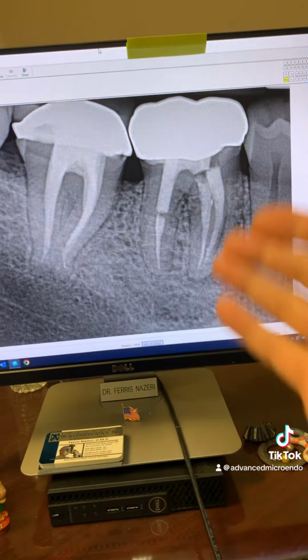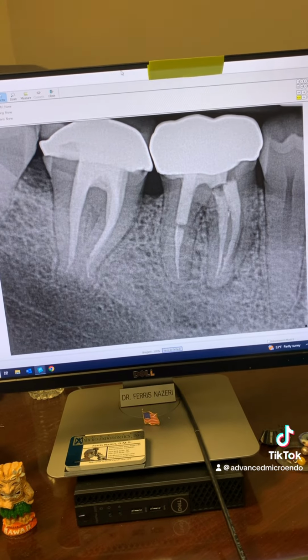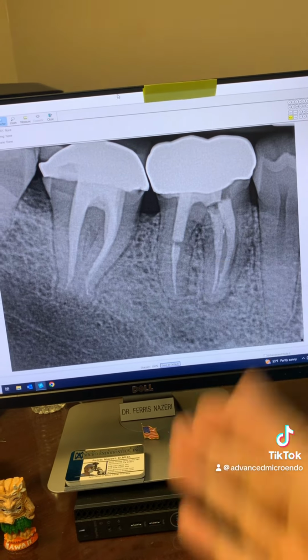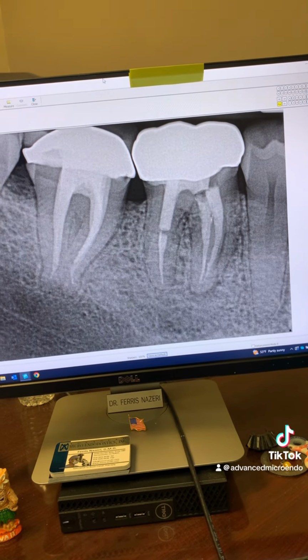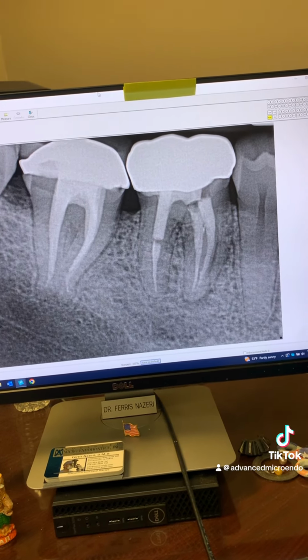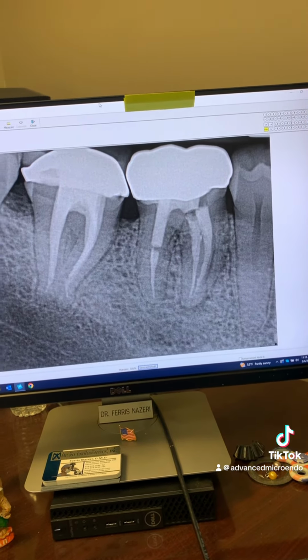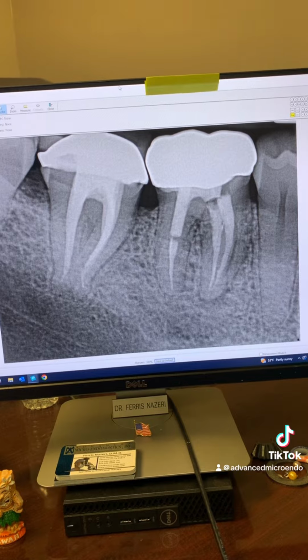All right, so let's talk about this case now. This patient was referred to me for consultation regarding tooth number 30. According to the patient, the root canal was done many years ago. Recently, he noticed a swelling on the lingual side of the tooth. So he went and saw his dentist. His dentist put him on antibiotics and referred him to us.